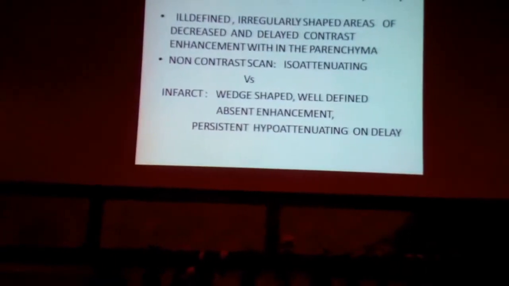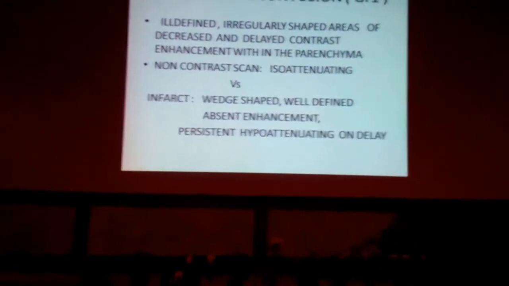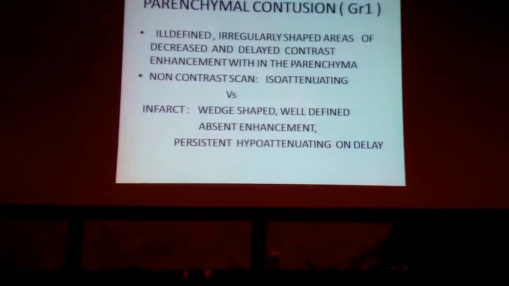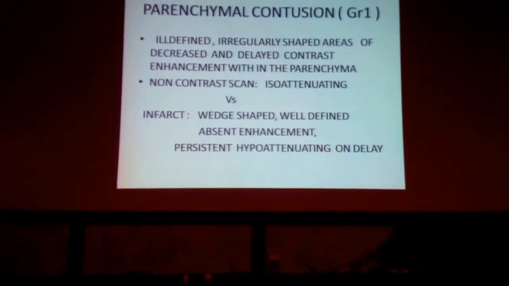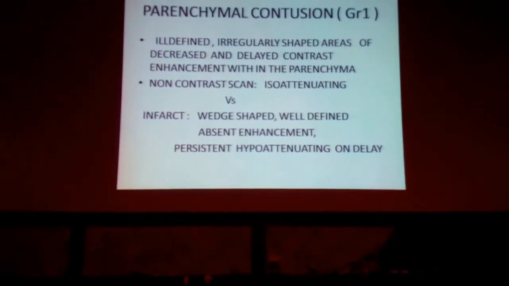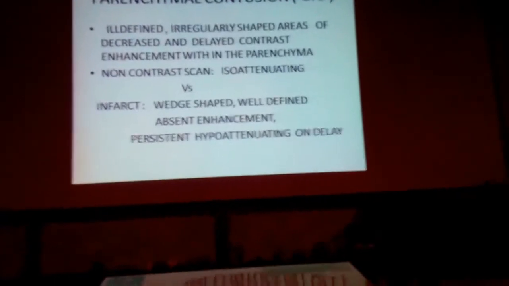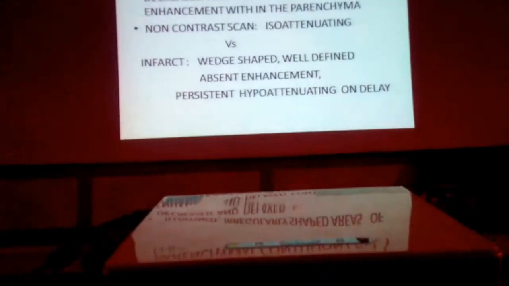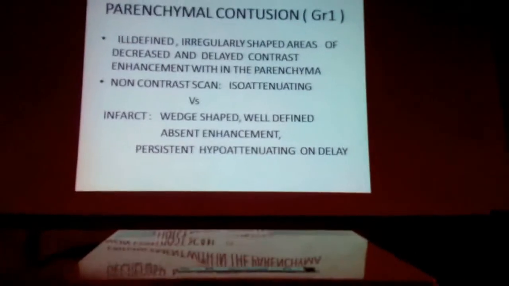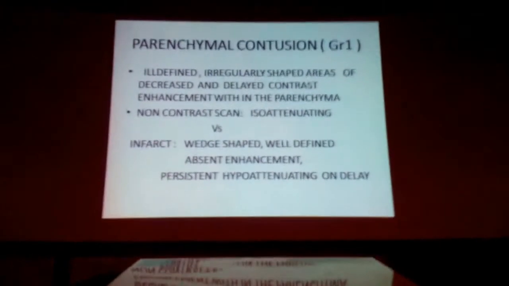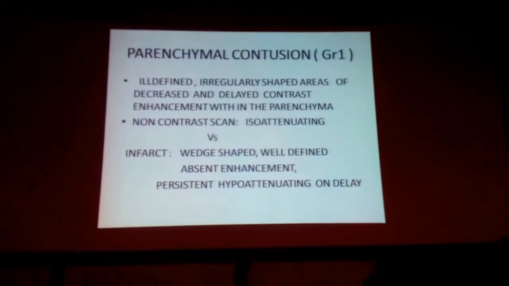The parenchymal contusion, type 1, grade 1 injuries. They are ill-defined, irregular, small hypodense areas which may show enhancement with the contrast, delayed enhancement. The only thing you have to differentiate from is similar looking lesions like infarcts. Infarcts don't enhance with contrast. That is the only difference.